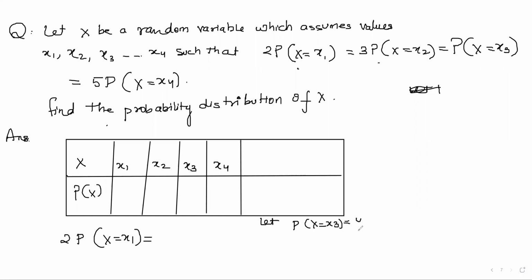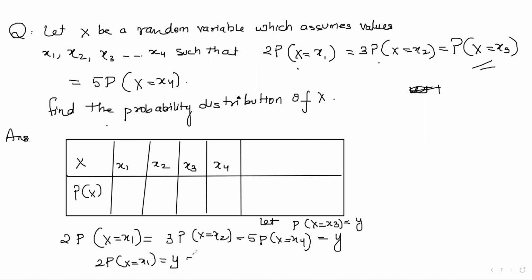For example, let's take it as a y. So this 2P is equal to 3P(X = x2) is equal to, I will say this 5P(X = x4), and this is equal to this one. So we have taken this as a y. So that means 2P(X = x1) is equal to y. So you will get P(X = x1) is equal to y by 2. Okay. So Nabil, similarly, you can find this, and the sum of all the probabilities is one. Now please try this.